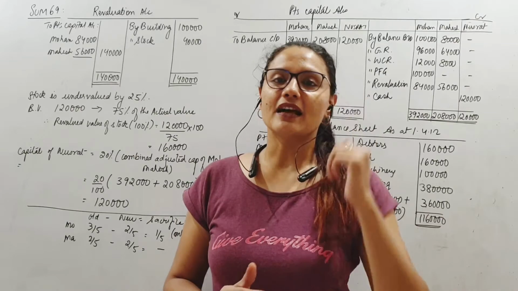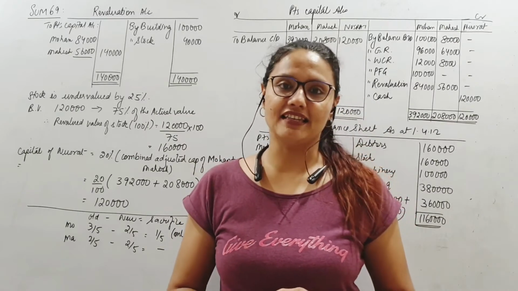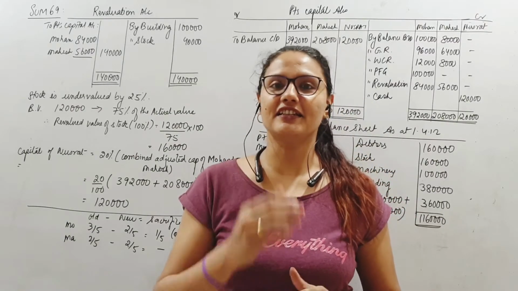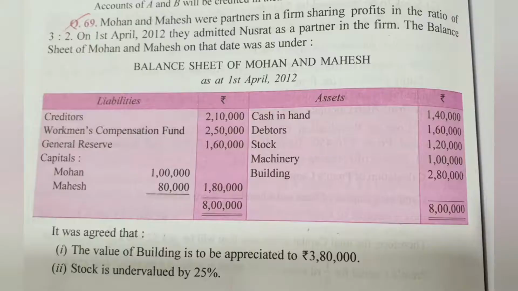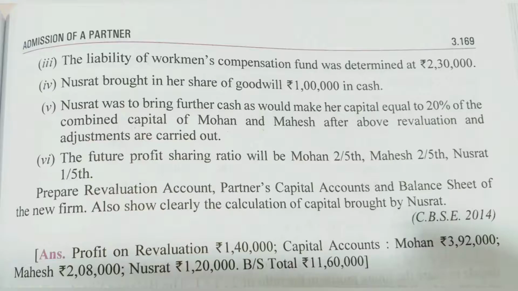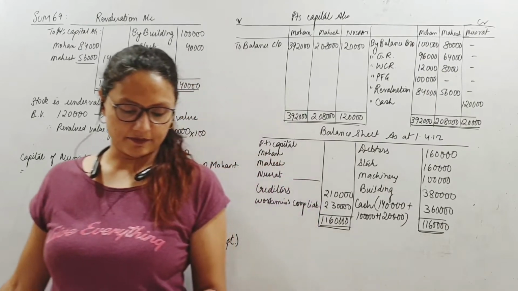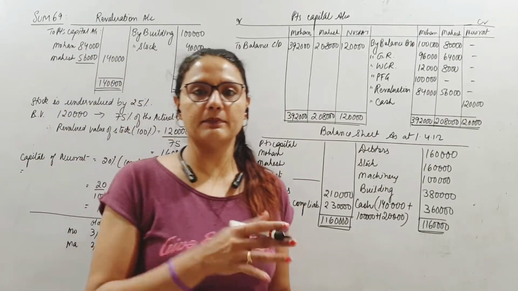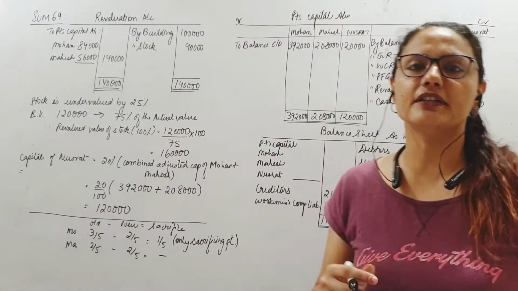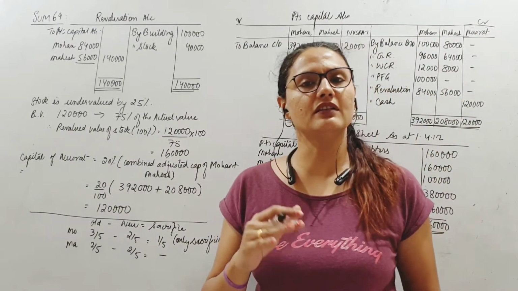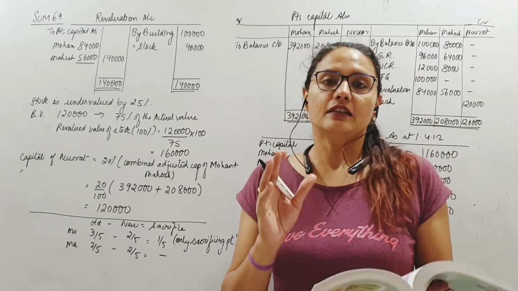Turn to sum number 69 in DK Goyal, and here it is, the sum. So what is the sum telling us? There's Mohan and Mahesh, they are doing partnership business. They have admitted one new partner on 1st of April, Nusrat.